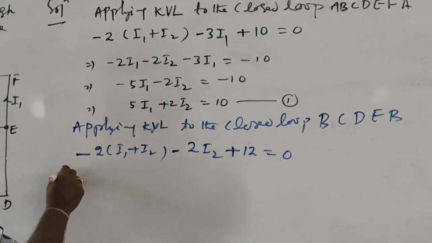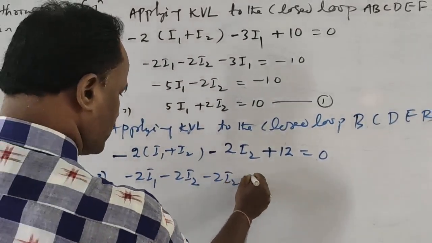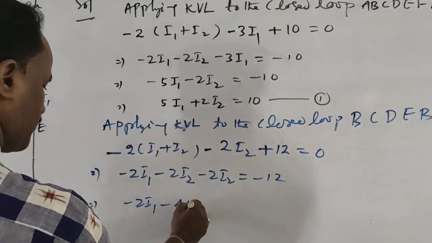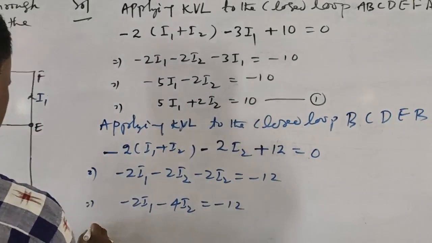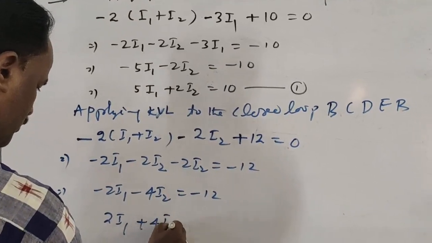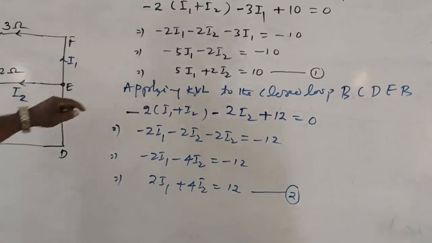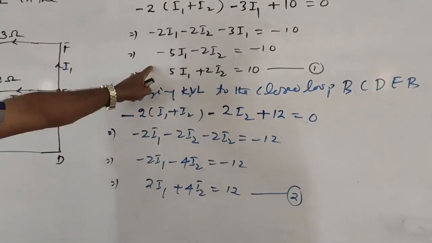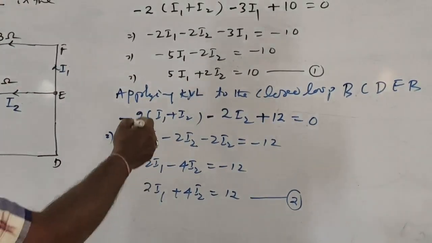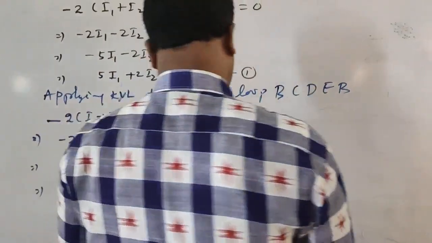Again solve this one: minus 2I1 minus 2I2 minus 2I2 is equal to minus 12, or minus 2I1 minus 4I2 is equal to minus 12, or straight 2I1 plus 4I2 is equal to 12. Let us assign equation 2. Already you know how to solve these two equations containing the unknowns I1 and I2. So to find the value of I1 and I2, let us solve these equations.